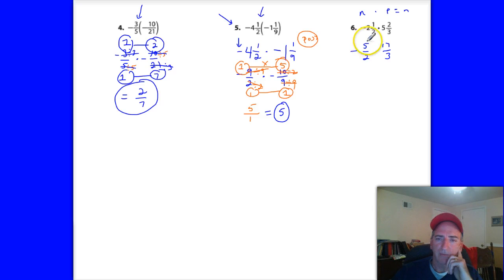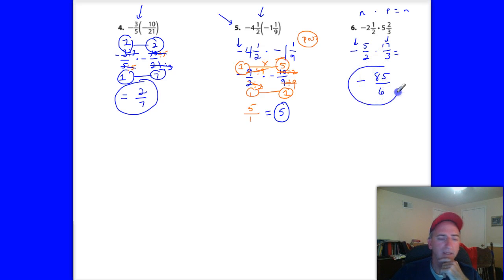Look for common factors. I don't see one. 3 doesn't go into 5, 3 doesn't go into 17, 2 doesn't go into anything. There's nothing there to cancel out. So you just multiply. Again, a negative times a positive is a negative. 5 times 17, I went ahead and worked that out for you. That's actually 85. That's the numerator. 2 times 3 is 6. And there you have it.